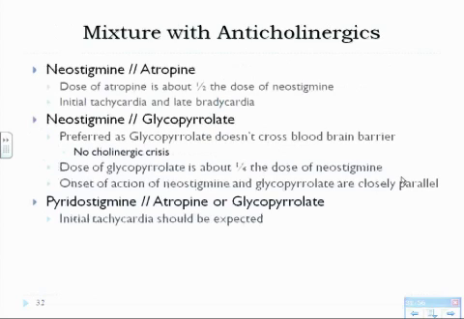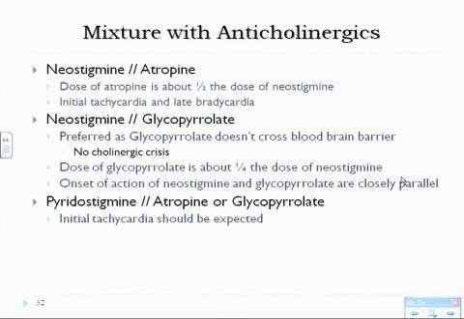What we tend to do is mix neostigmine and atropine, and you dose atropine at about half the dose of neostigmine. You get initial tachycardia and late bradycardia, but most of us will mix neostigmine and glycopyrrolate. It's usually a 50-50 mix. So if I drop 4 milligrams of neostigmine, I also drop 4 cc's or 0.8 milligrams of glycopyrrolate. So it's a 50-50 mix.